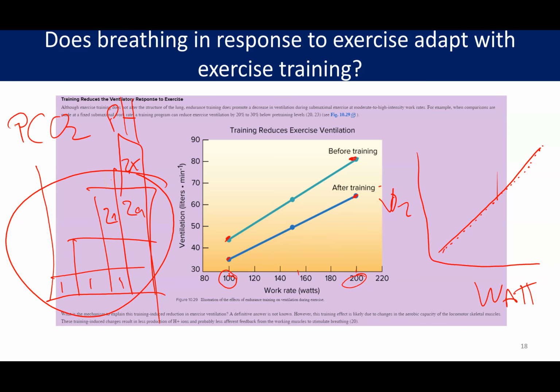And when you're using those type 2 fibers, they're going to produce more acid and CO2. And that's going to drive up your ventilation. So that's one of the reasons why you have a decreased ventilatory response with exercise training. It's not because you consume less O2. It's because you just have less stimulus for breathing.